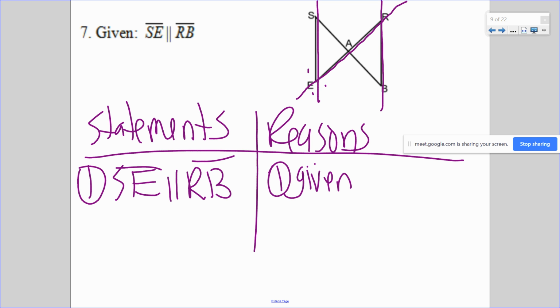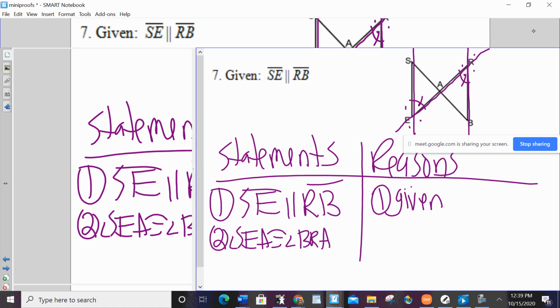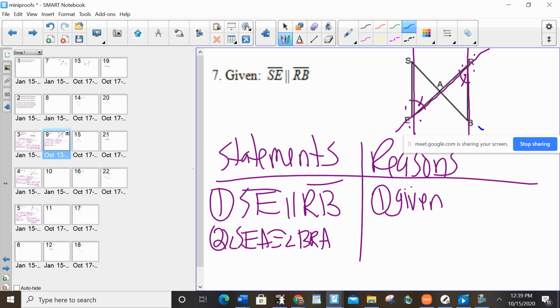I'm going to put my 8 dots where the parallel lines hit that transversal. Out of each of those clusters of 4, I need to find the angle that's inside of a triangle. This one is inside the triangle, and this one's inside the triangle. So angle SEA is congruent to angle BRA. Now before I put the reason in, again, parallel is a little bit different. Let's do the other transversal.